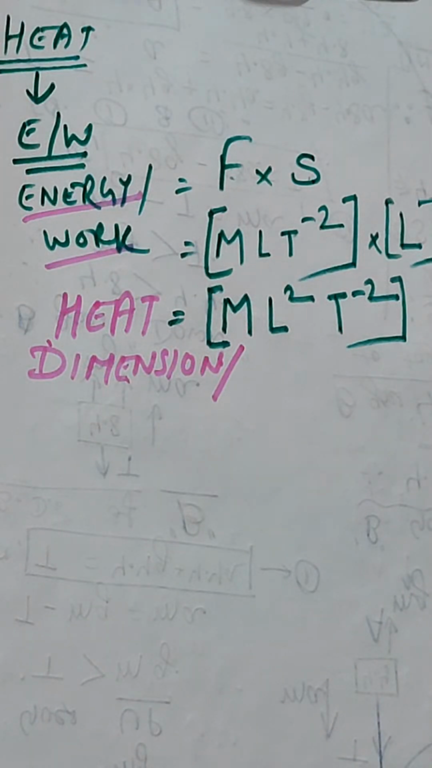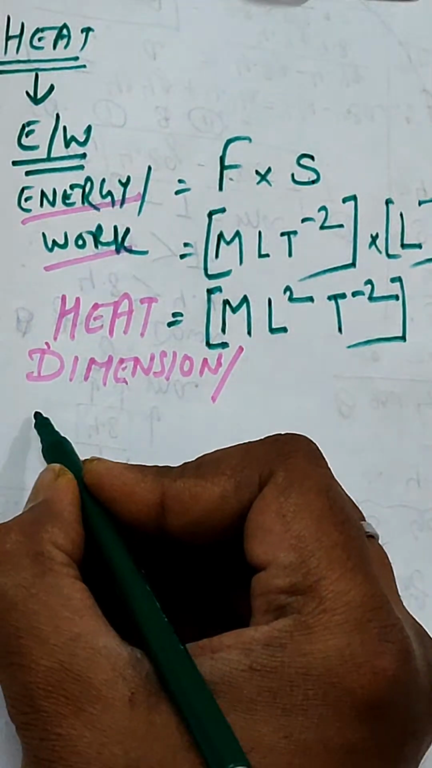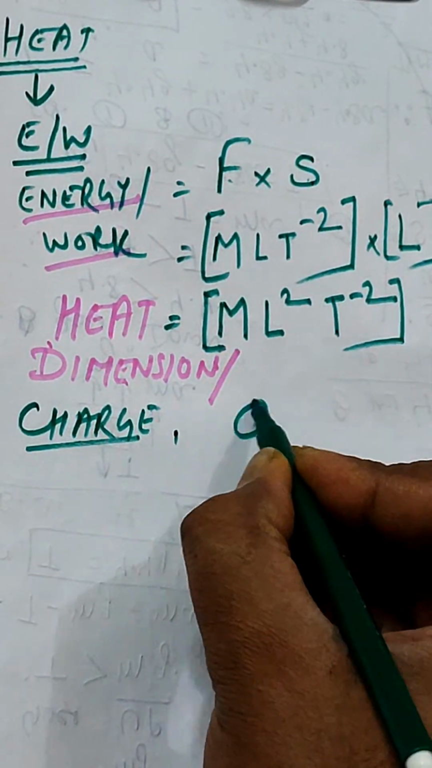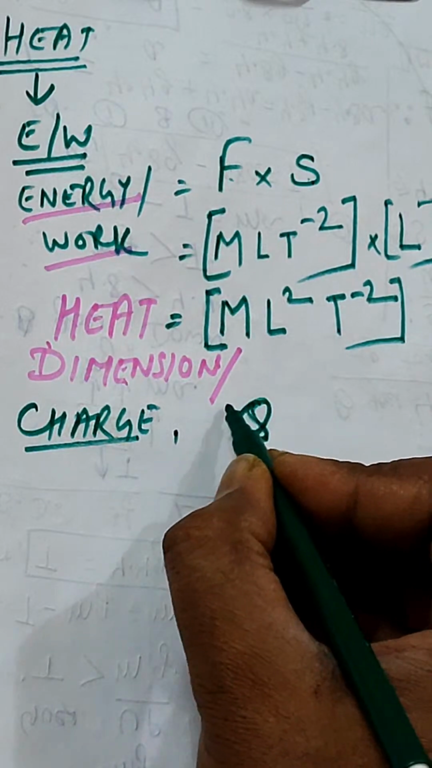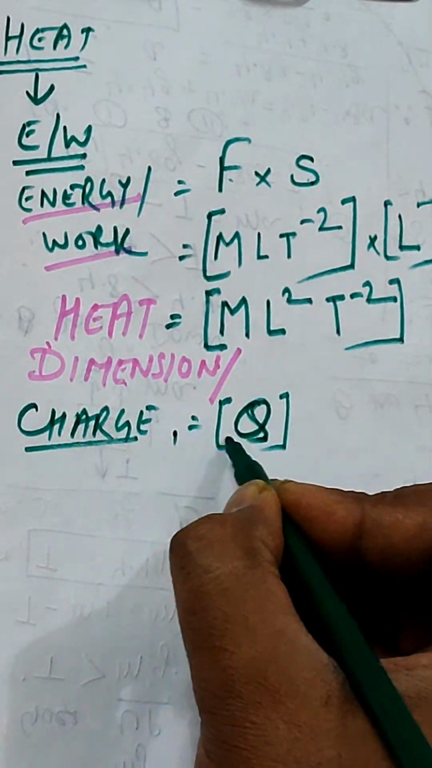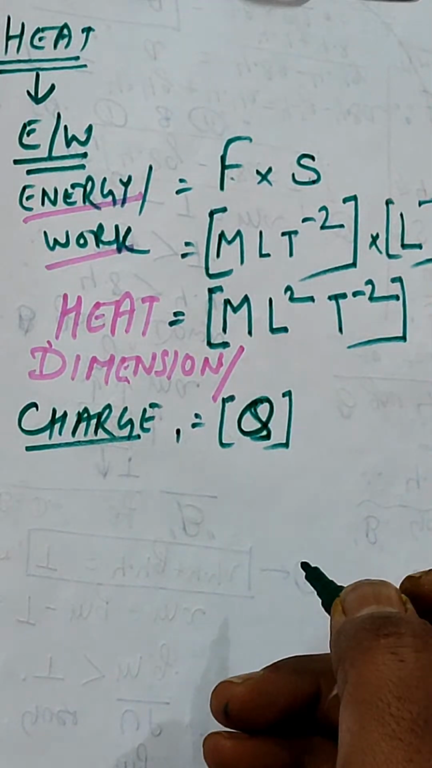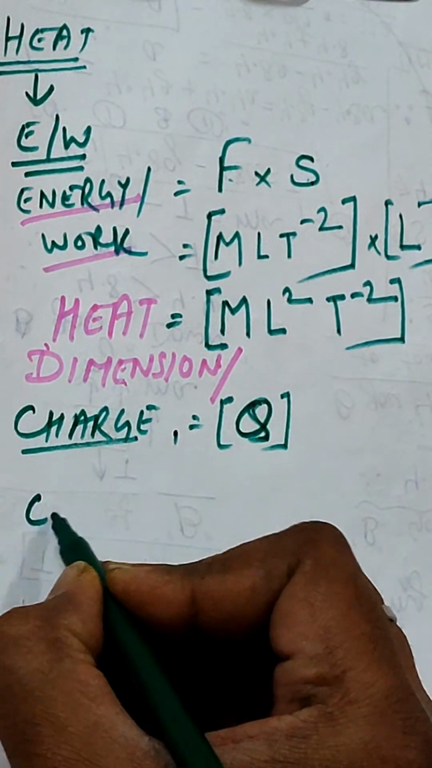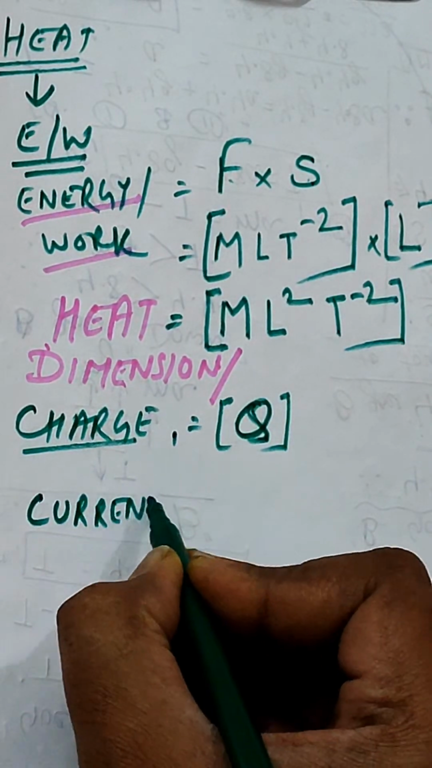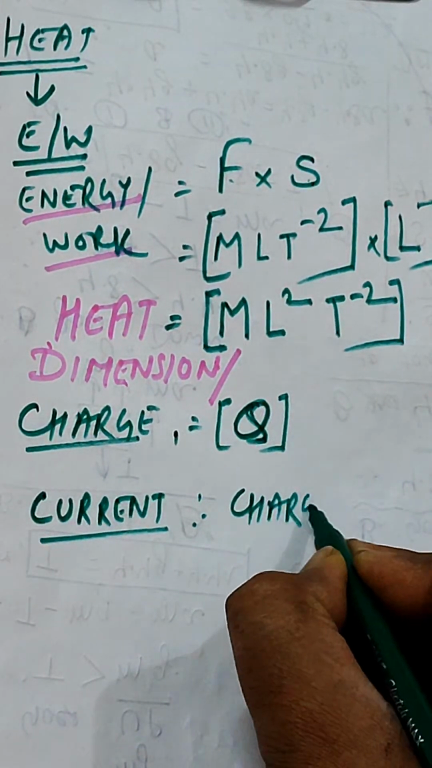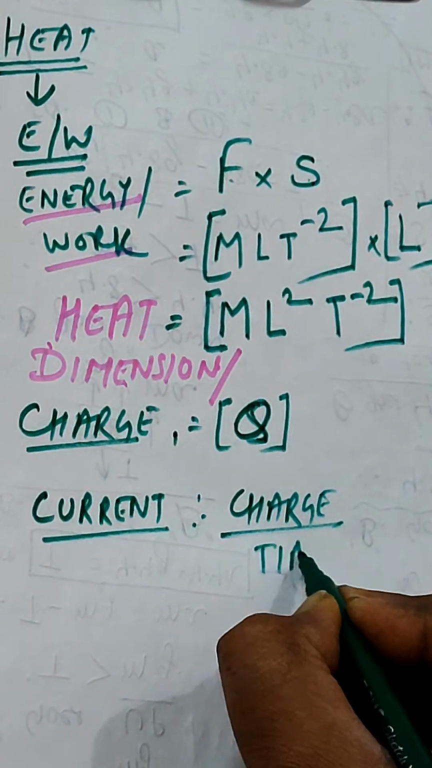Now, let us see some examples. What is the unit of charge? Charge is represented as Q, and Q is the fundamental quantity. So it's simply written in the big bracket as Q. The dimension of charge is Q. What is the dimension of current? Just remember the definition of current. Current is charge flowing per unit time.